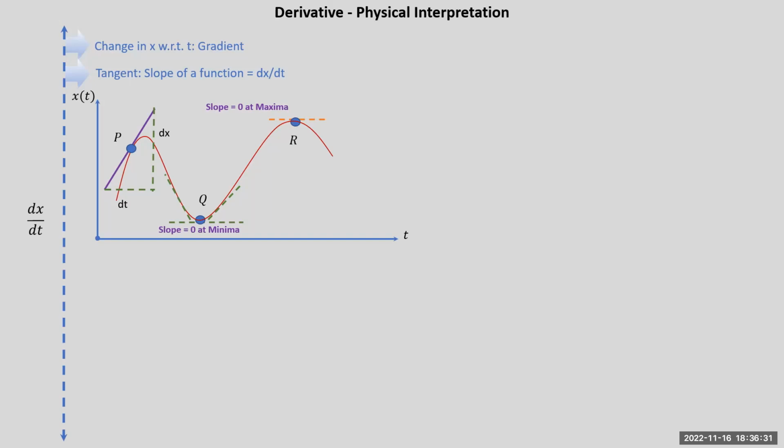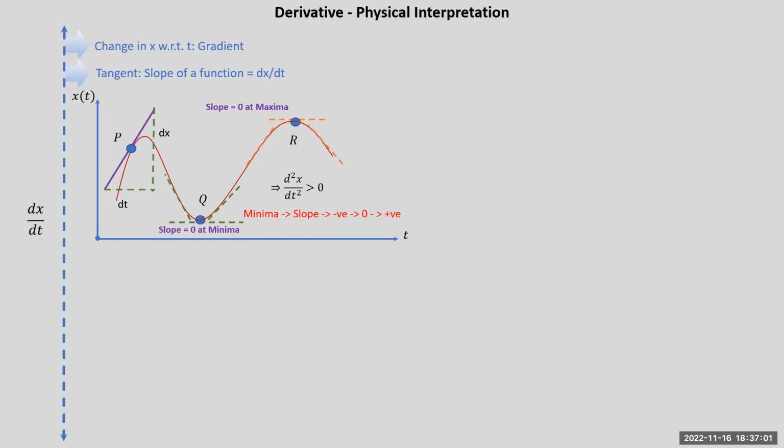So here, when you approach point Q from left to right, the slope is negative, then it becomes 0, and then it becomes positive. So you approach from negative slope to positive slope, and hence the slope of the slope, which is nothing but the second order derivative, becomes positive. So here, whenever the second order derivative is positive, the point is minima.